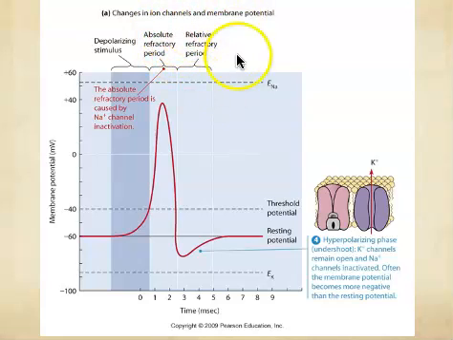The relative refractory period is different. During the relative refractory period, sodium channels are beginning to reactivate. Some of them are going to have their inactivation particles moving out of the way. Some of them not yet. Potassium channels are still open, and a new action potential could be generated during this time period if the stimulus was big enough, was great enough.